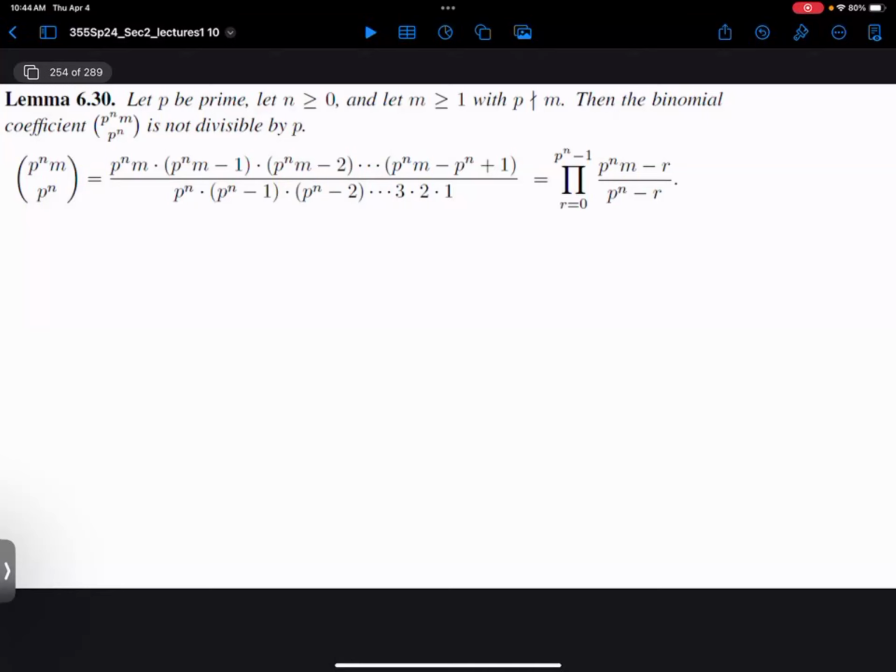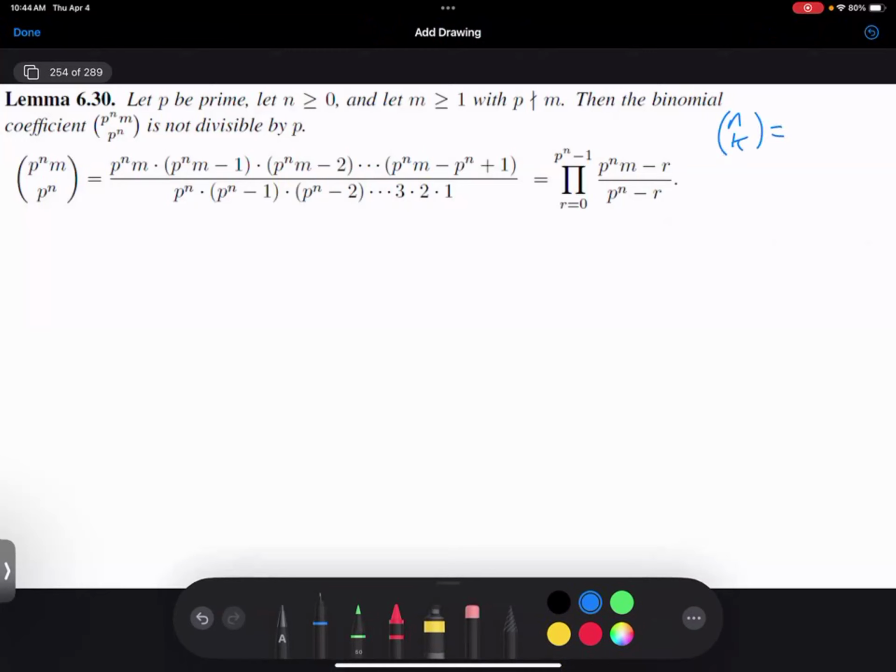And again, let's recall that if I give you n choose k, that's n factorial over k factorial, n minus k factorial, or you can write it as n times n minus 1 dot dot dot n minus k plus 1 over k times k minus 1 dot dot dot down to 1. So we claim that this binomial coefficient is not divisible by P. Another way of saying this is every time P occurs in the numerator, we have exactly the same number of powers of P occurring in the denominator. So we're going to break things up term by term.